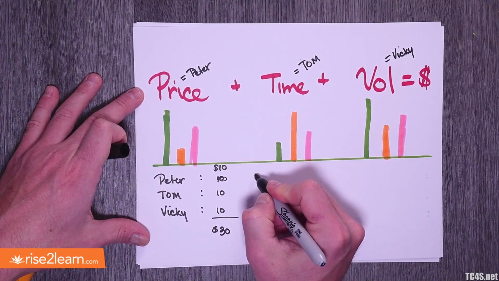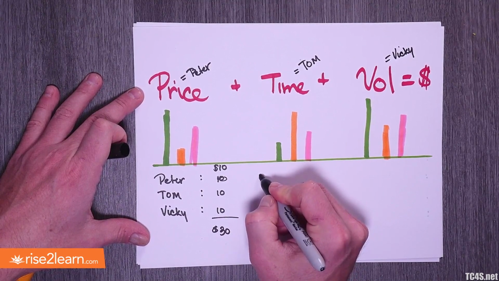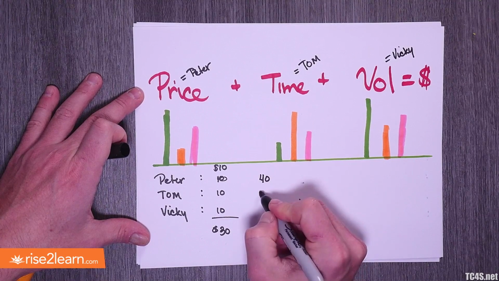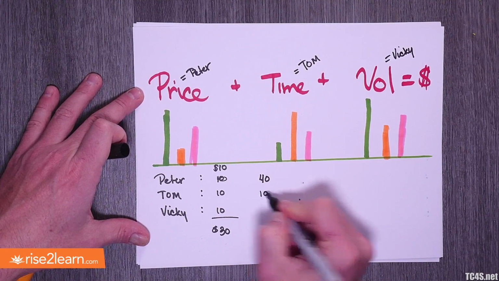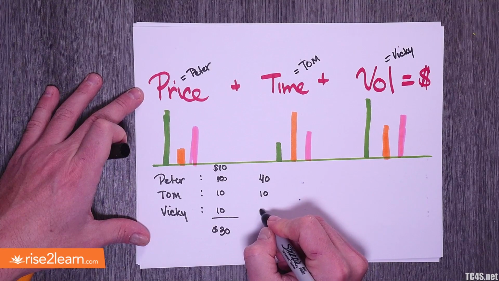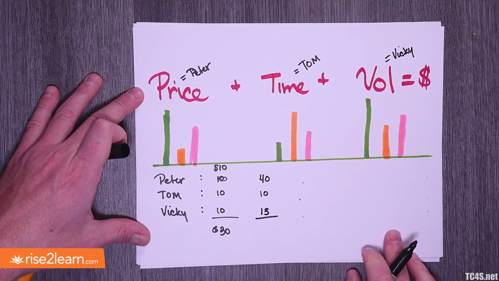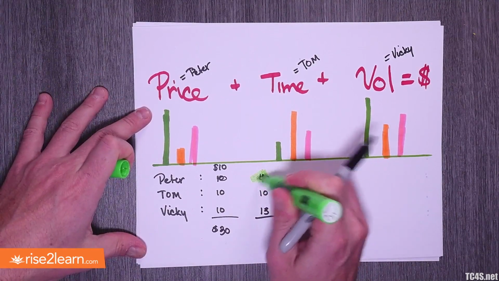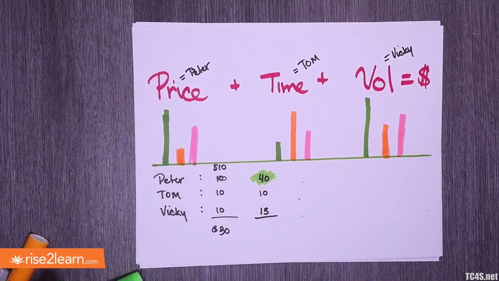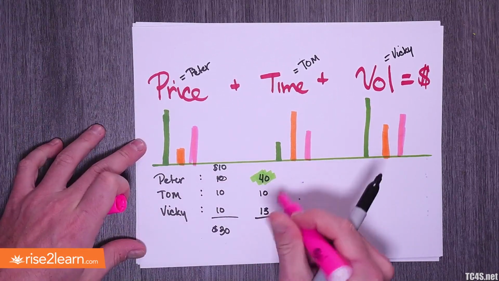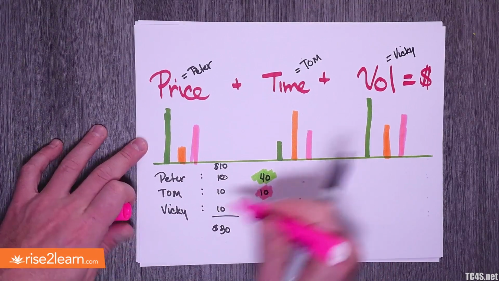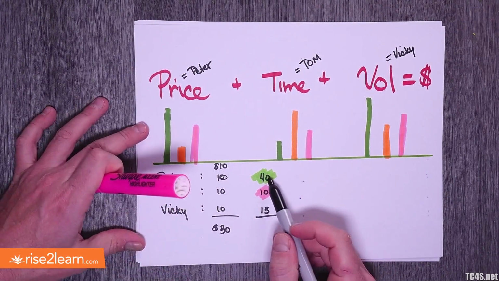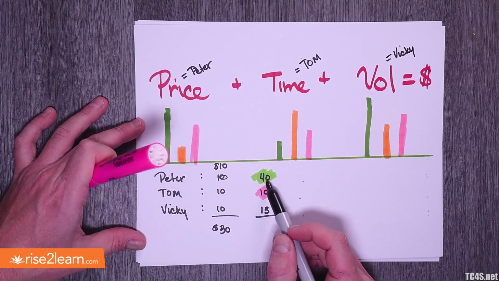Now, let's say we go to another version where Peter is making 40, Tom is making still 10, and Vicky's making 13. Who's my biggest worker? Who's my superstar? In this case, my biggest one that I need to focus on is making sure Peter's happy. My worst worker is kind of Tom. He's not really bringing in a lot of cash for me. So what happens is Peter needs to show up, which means Price.